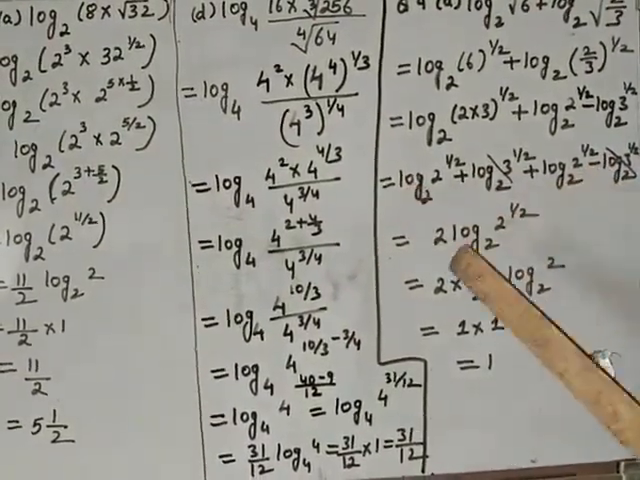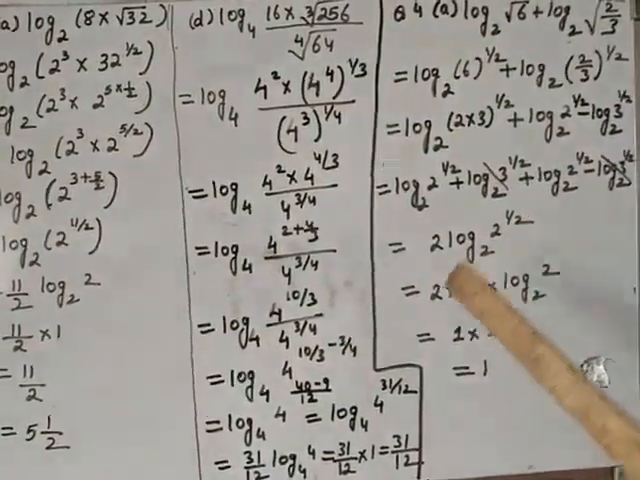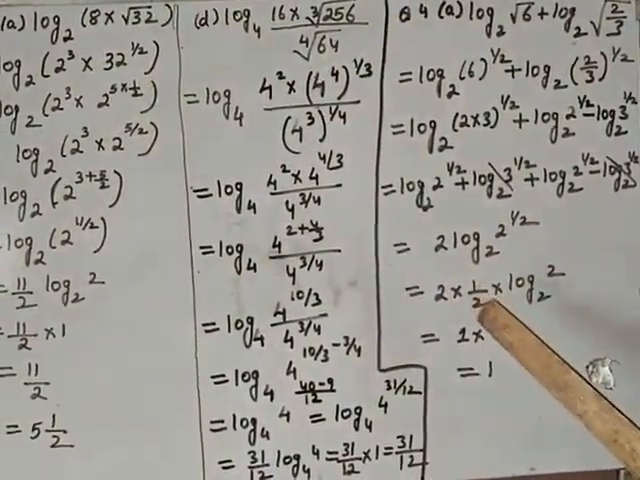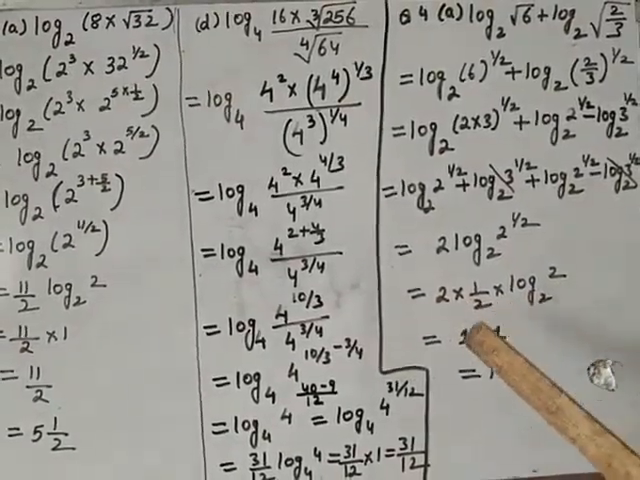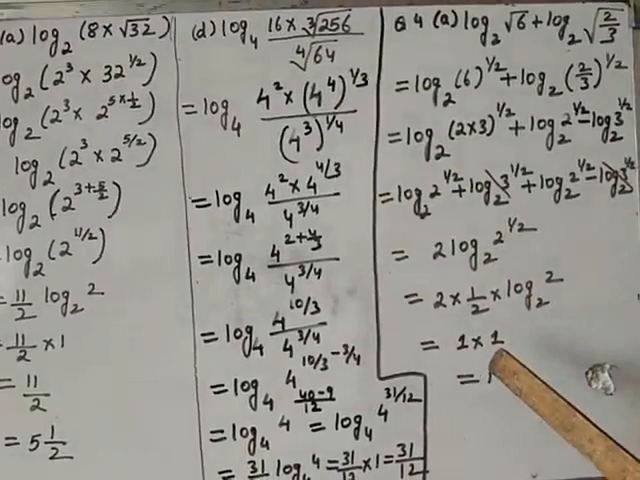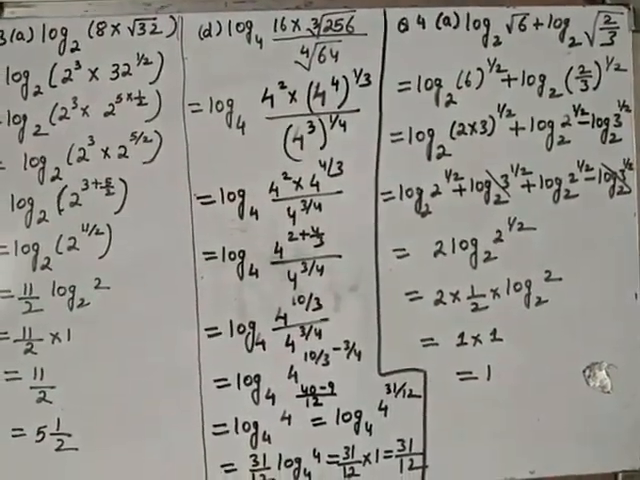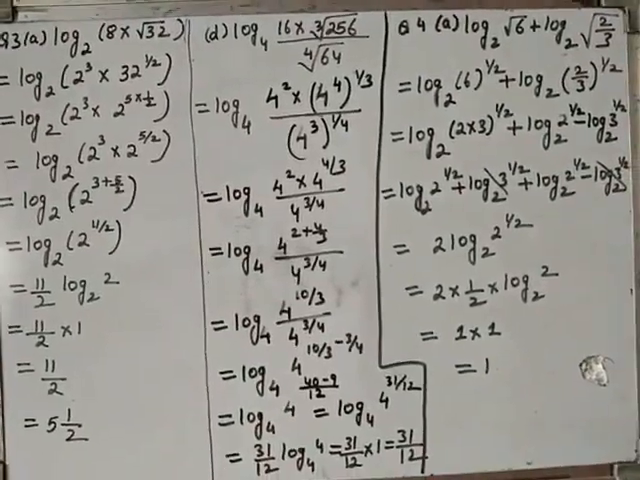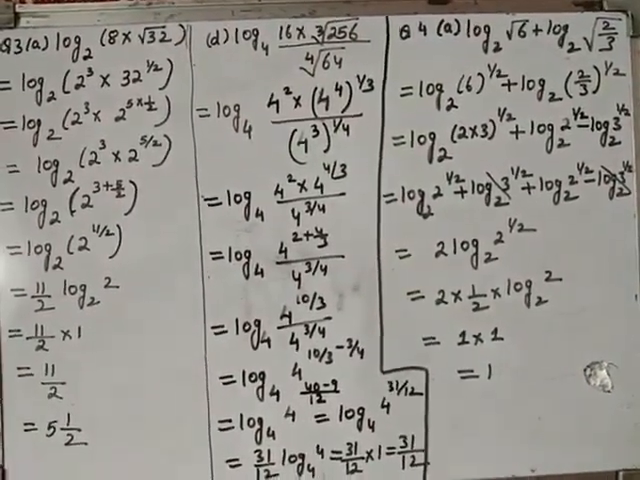When we add, we are getting 2 log to the base 2 of 2 raised to power 1 by 2. Now this power comes in front, 2 into 1 upon 2 into log to the base 2 of 2. 2 and 2 cancel, so here 1 and log to the base 2 of 2 is 1, we know it, so 1 into 1 is 1. So the answer of question number 4a is 1. Student, you follow the steps and use the law properly, then you will get the answer. Clear?